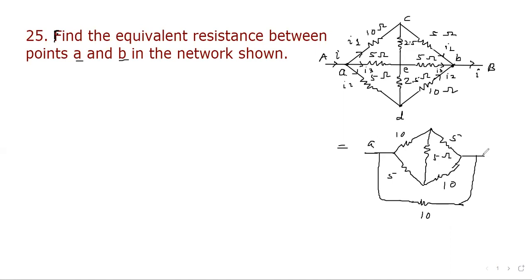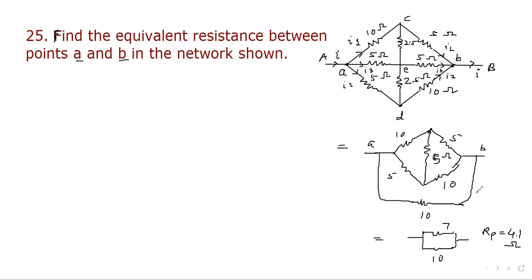Now we have to find out the equivalent resistance. The equivalent resistance of this portion, this is not a balanced bridge. So this portion will come out to be 7 ohm. So we can say that 7 ohm is in parallel with 10 ohm. So we can find the equivalent. So R parallel, if we evaluate, will come out to be 4.1.